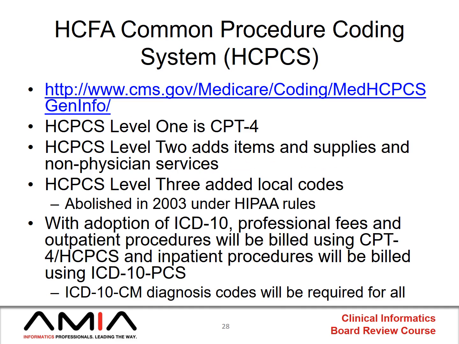Another procedure coding system is the HCFA Common Procedure Coding System, or HCPCS. And actually level 1 of HCPCS is CPT-4. Then level 2 adds items and supplies and non-physician services. And there was formerly a level 3 that allowed adding of local codes, but these were abolished under rules from the HIPAA legislation.